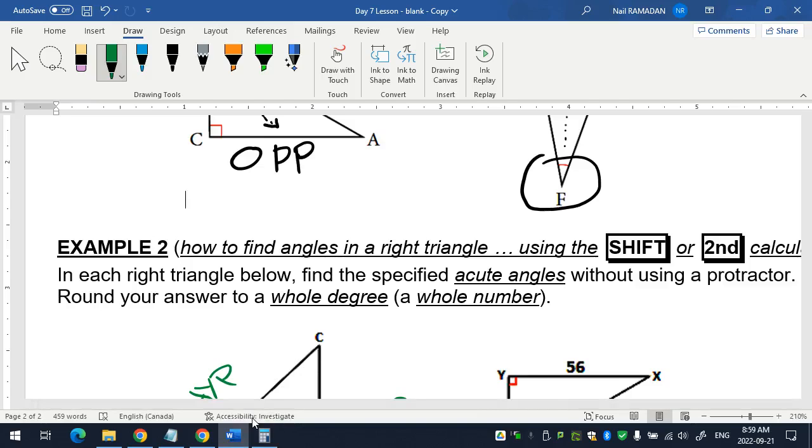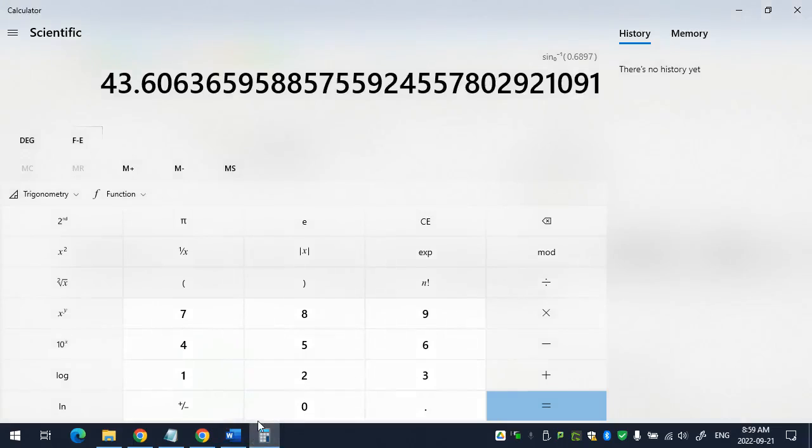What does whole degree mean? How many decimals are you allowed to show? Zero. No decimals. Which means I have to cut right here.